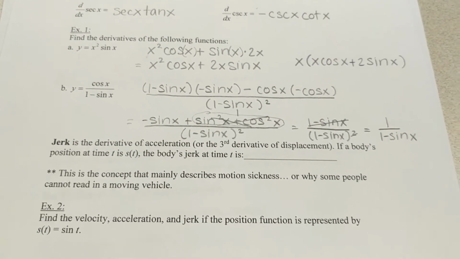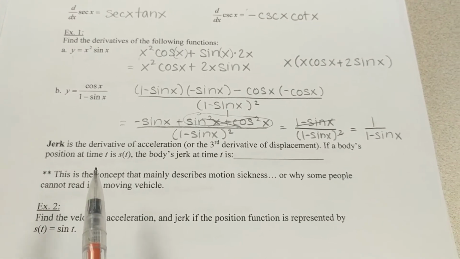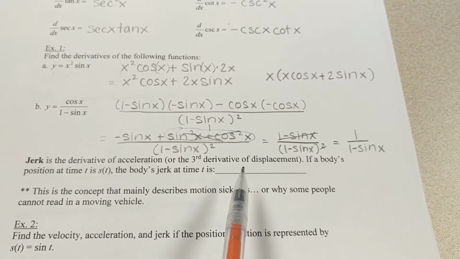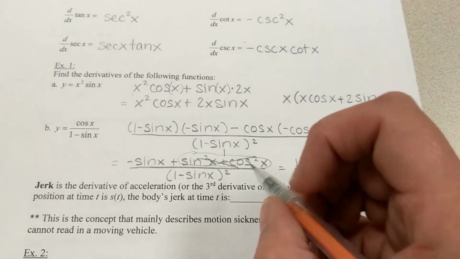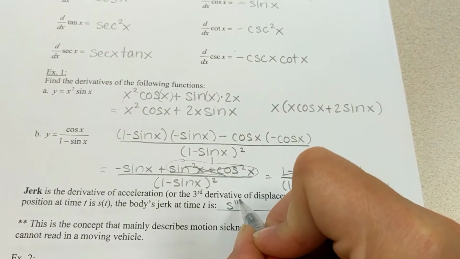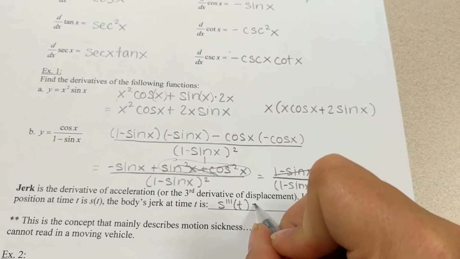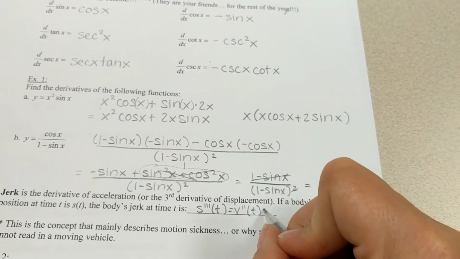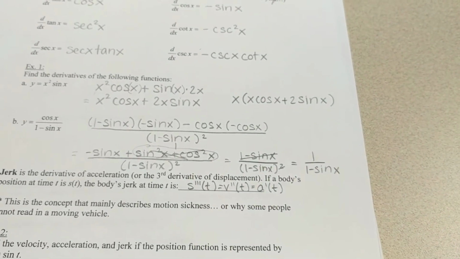So next is this derivative of a jerk. It's not the definition of Mrs. Meyer, I swear. So it says the jerk is the derivative of acceleration, or the third derivative of displacement. So if a body's position at time t is s of t, the jerk then would be considered s triple prime of t. And just to kind of go through the motion here, it's also second derivative of velocity, or the first derivative of acceleration.